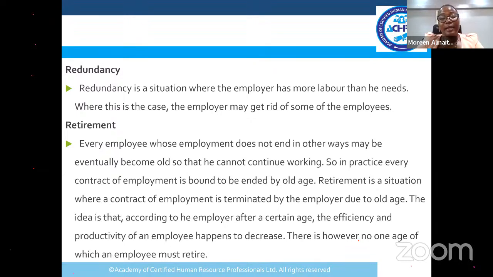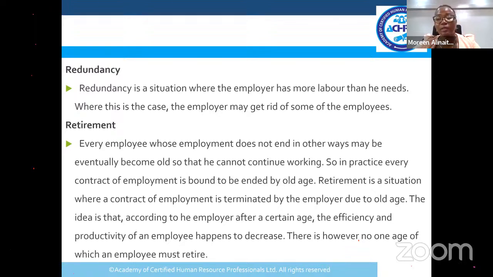Retirement. Every employee whose employment does not end in other ways may eventually become old so that he cannot continue working. So in practice, every contract of employment is bound to be ended by old age. If all these things do not happen, we are not computers. Even the computer grows old anyway. We are not artificial intelligence. Maybe at some time it will also grow old. We will grow old. We cannot work anymore.